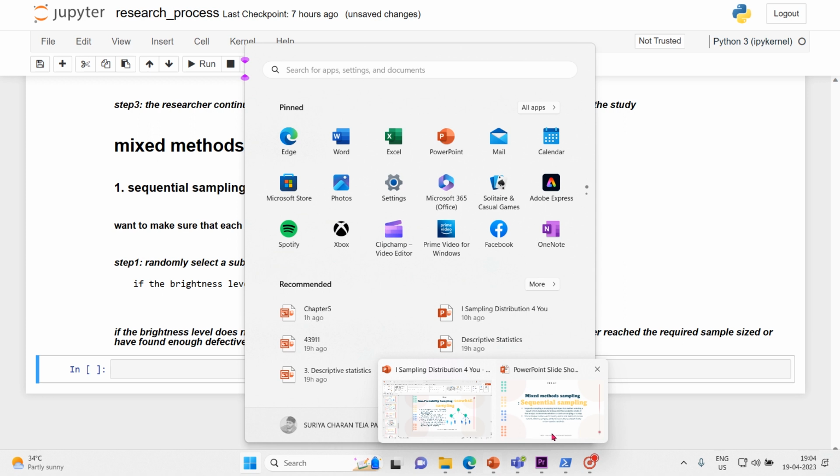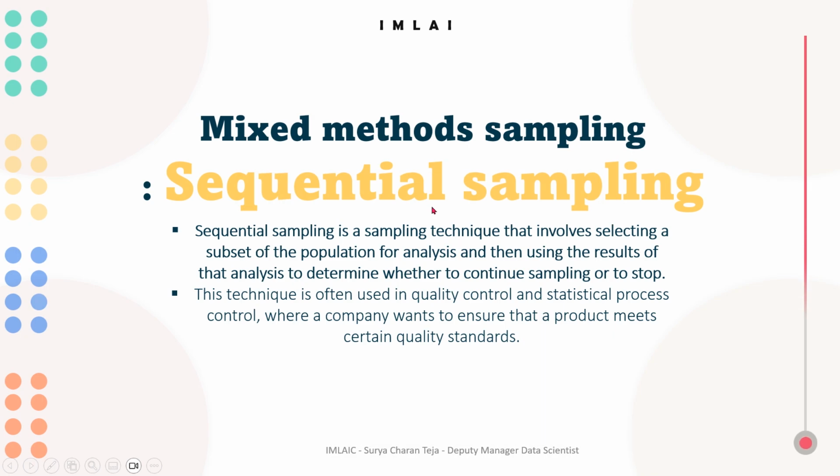So, in general, sequential sampling can be a useful technique when used appropriately and when the researcher is aware of its limitations and potential biases. The researcher should carefully consider the cost of sampling and the potential risks of incorrect decisions when designing a sequential sampling plan.